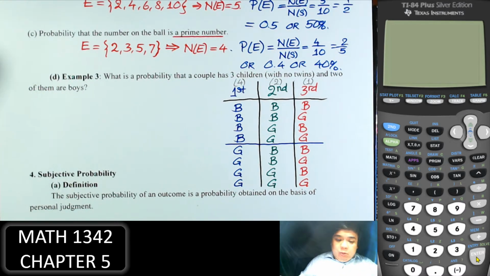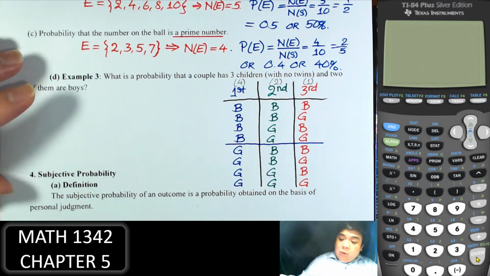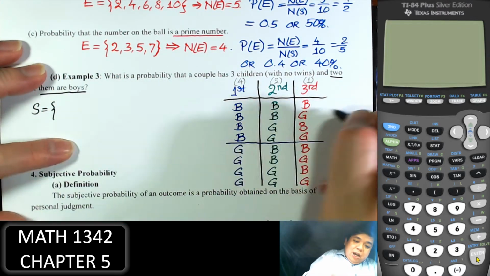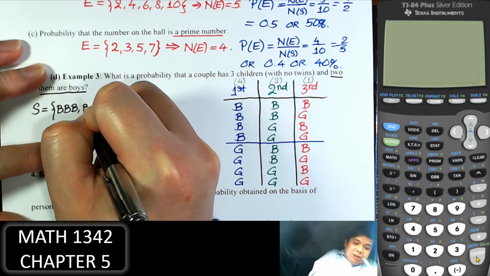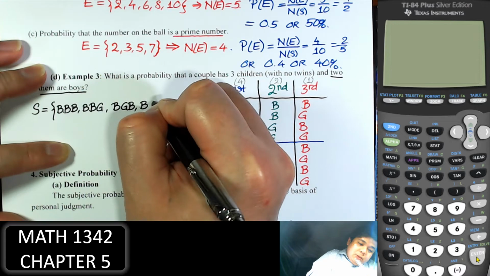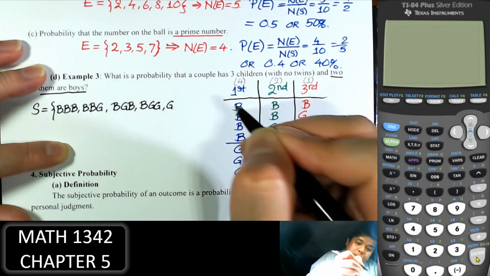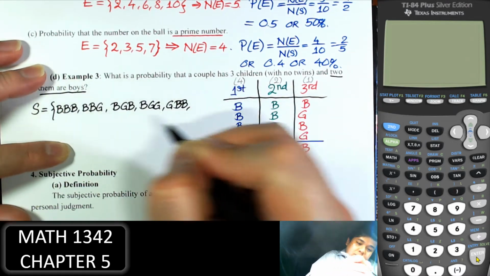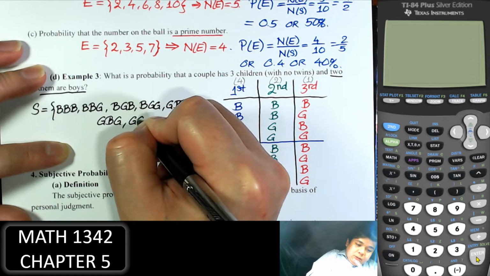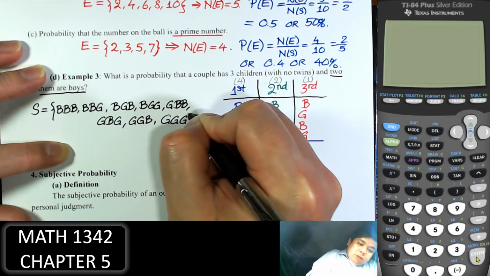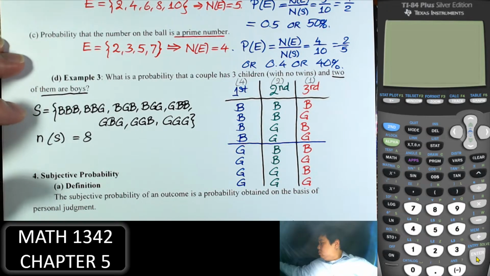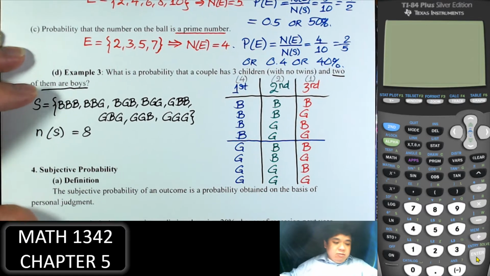So the problem here is to find the probability that there are 3 children and 2 of them are boys. So first we'll give the sample space. I'm just going to write this. There are 8, and we say the number in the sample space is 8. Yeah, we used the capital letter earlier, so we just use that.